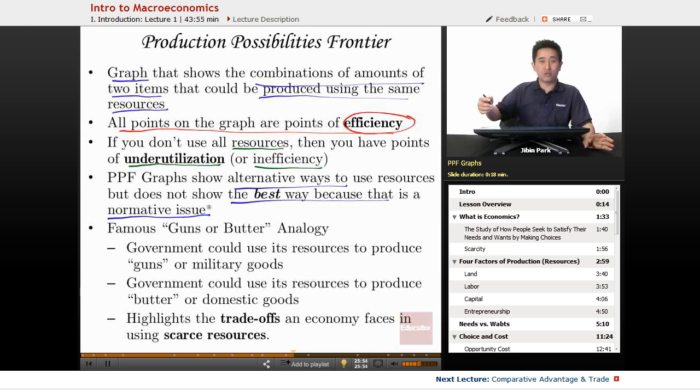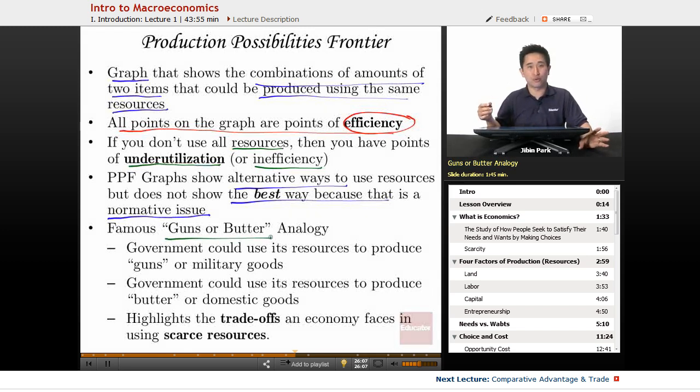What you should or shouldn't do, again, that's a matter of personal choice and it's subjective in nature. The most common use of a production possibilities graph would be the famous guns or butter analogy. So the idea of two resources, let's say the government has two different outputs. It could be guns, which represents the military, or it could be butter, which represents domestic goods.